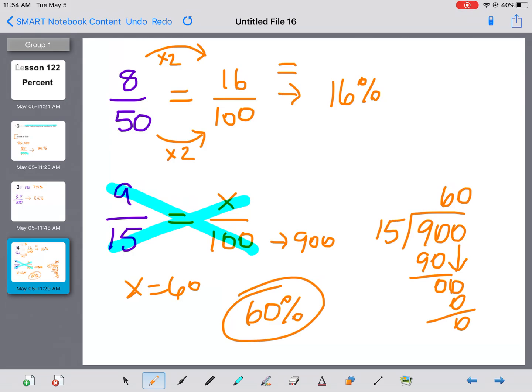Using a lot of the same things that we've been doing so far, you're going to be converting ratios into percents using what you know about proportions and equivalent ratios.